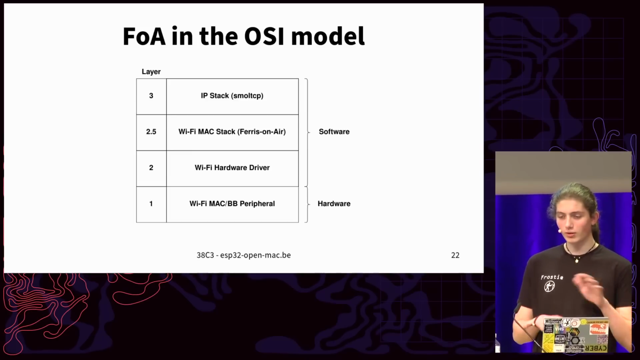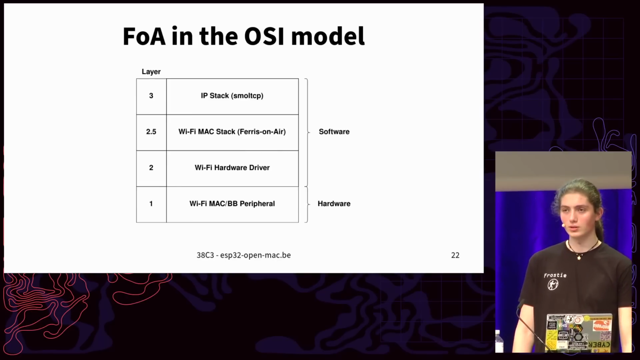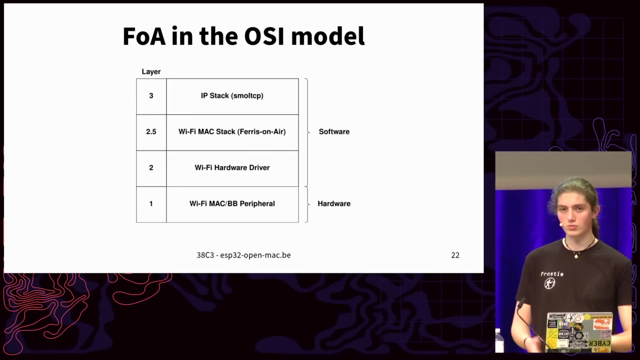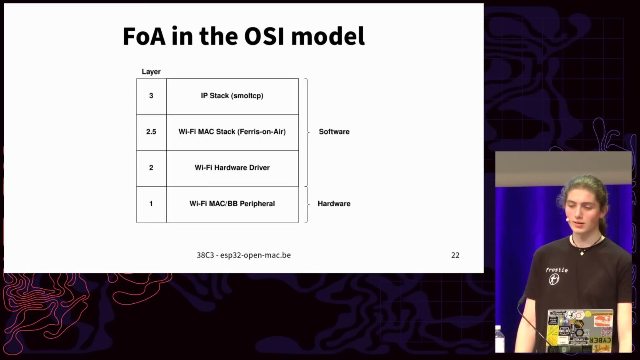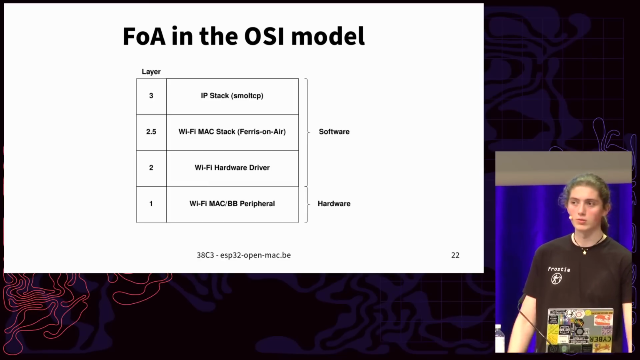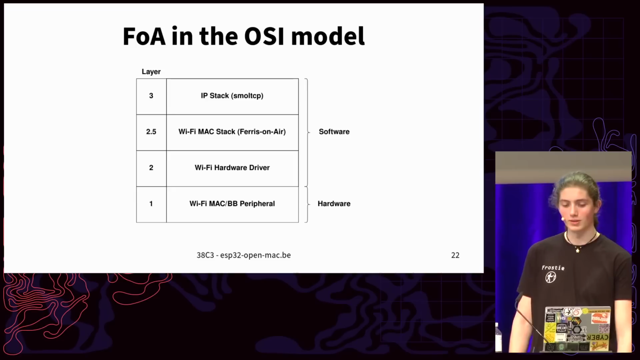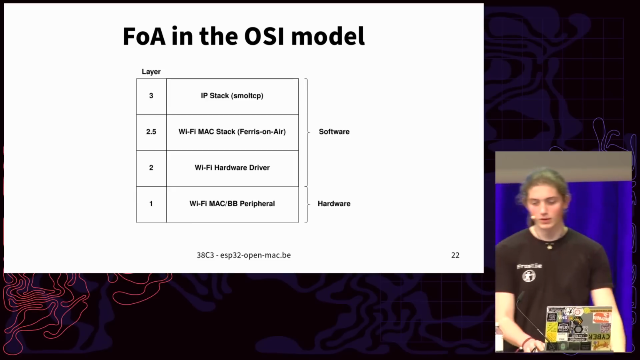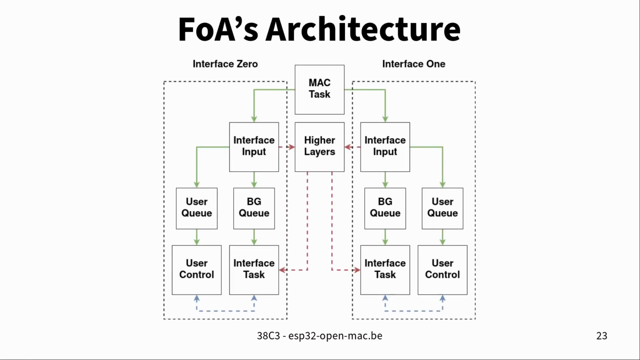And above that, on layer 2.5, there would be FOA, which then directly talks to the hardware driver and handles certain tasks of the upper Mac. And the different interfaces will then usually talk to an IP stack, so the station interface, more commonly known as client. And in this case, this would be a small TCP stack, wrapped as embassy net. And the architecture of FOA looks like this. It looks quite complicated, but I promise it's not that bad.